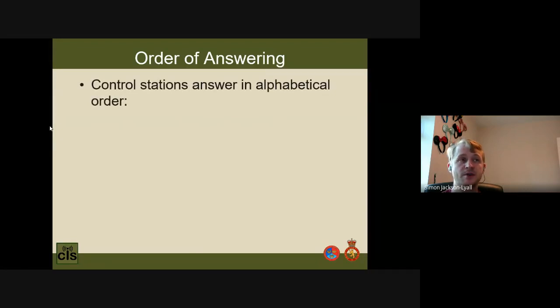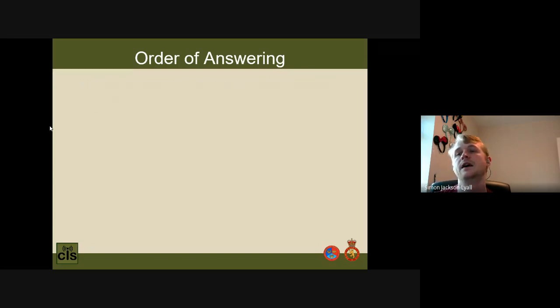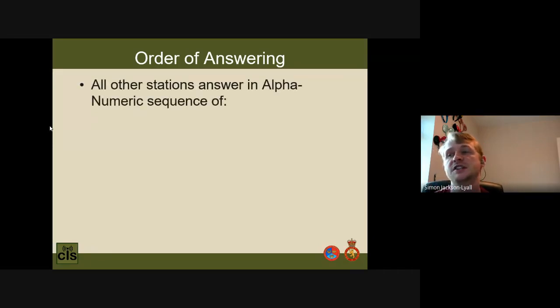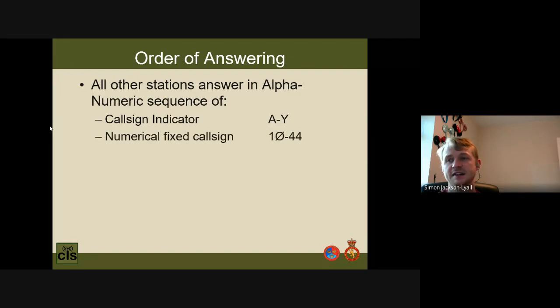The first people in order are control stations. So control stations answer in their alphabetical order. So 0, 0 alpha, 0 bravo, 0 Charlie, etc., etc. And then all the other stations answer in alphanumeric sequence. So you alphabetize them in terms of their call sign indicator, then their numerical fixed call sign, and their suffix. Again, this sounds more complicated than maybe it actually is. Once you see it, it's a bit more clear.